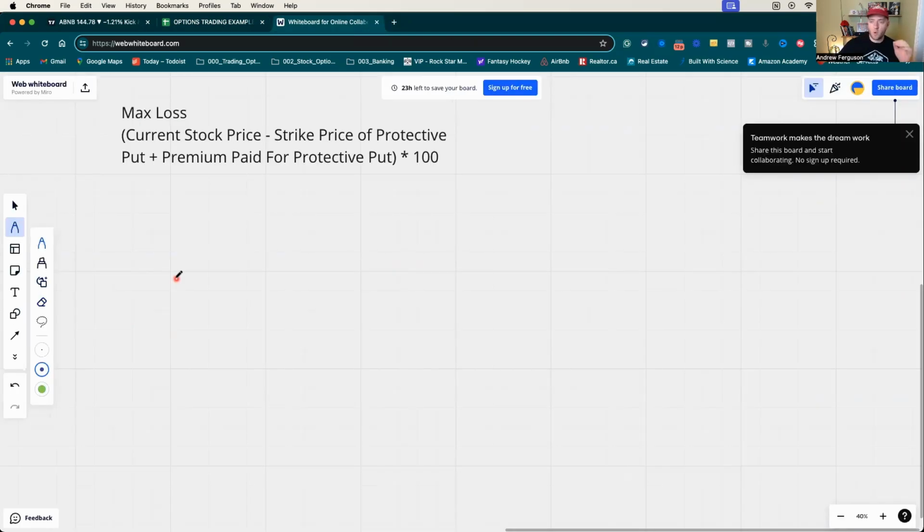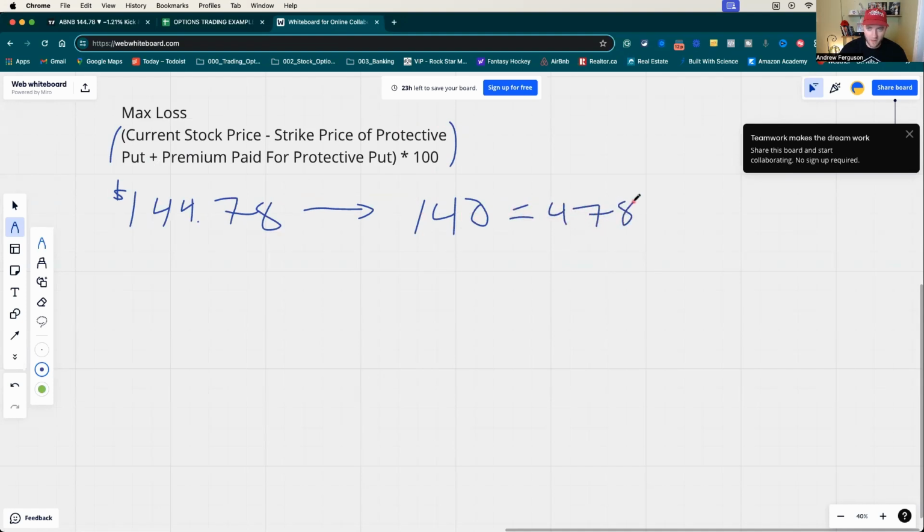So how this works with more of a visual flow, right? We've got our stock price at 144.78 currently, right? We'll put that there. There's our calculation for calculating max loss, which we'll get to after the first example. So if this goes down, right, to 140, okay, if you do the subtraction, again, it's $478. That's our loss on the shares. We paid $400 for the protective put, right? So now we have a total loss of 878.